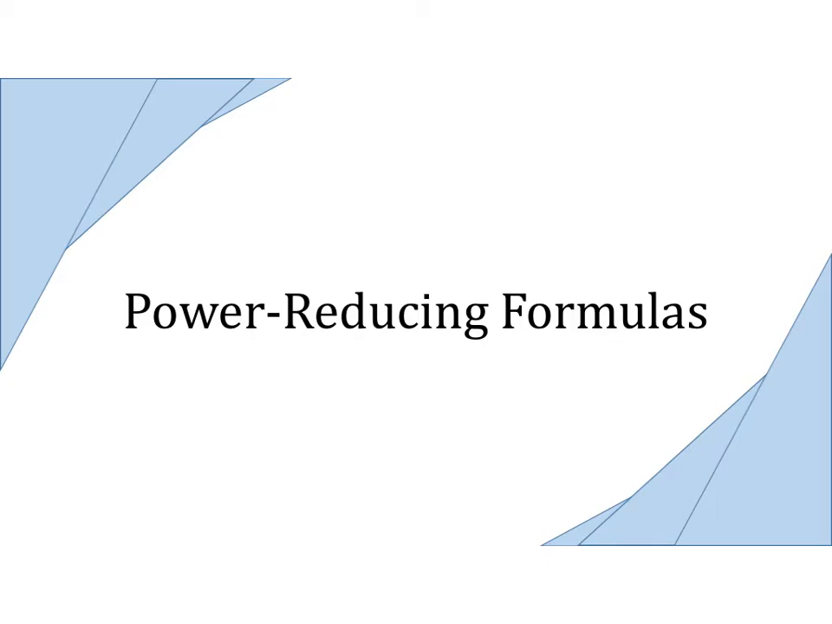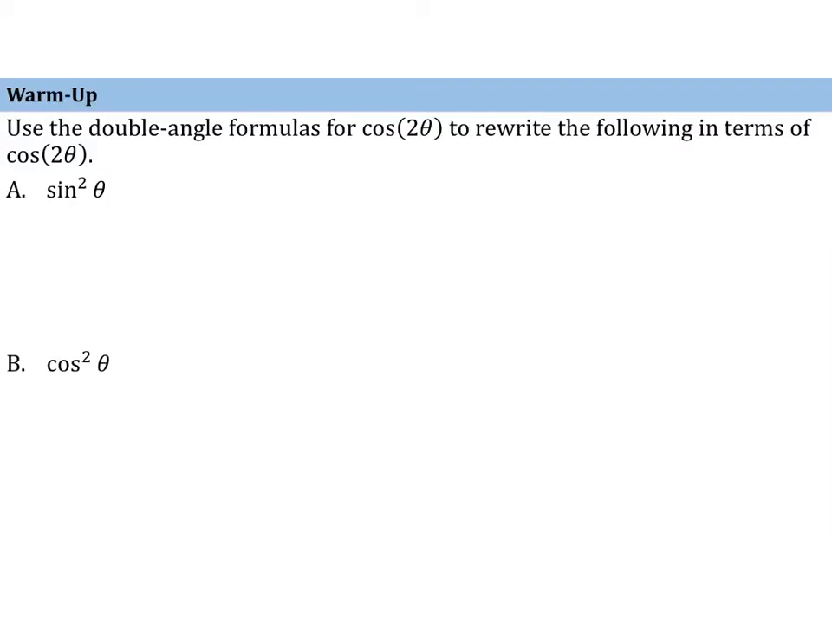There are times in dealing with trigonometric functions where having an exponent on your trigonometric function makes it more difficult to handle. So therefore, we can look at ways to reduce the power on your trigonometric function. To do this, we will begin by looking at a warm-up.